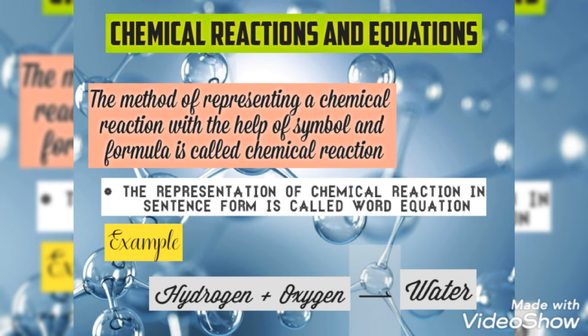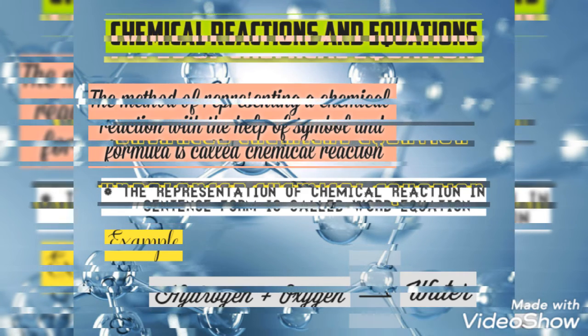Now chemical reactions and equations. What are chemical reactions or chemical equations? The method of representing a chemical reaction with the help of symbols and formulas is called a chemical equation. When we represent any reaction with the help of symbols and formulas, we call it a chemical equation. The representation of a chemical reaction in sentence form is called a word equation. Example, hydrogen plus oxygen gives water.